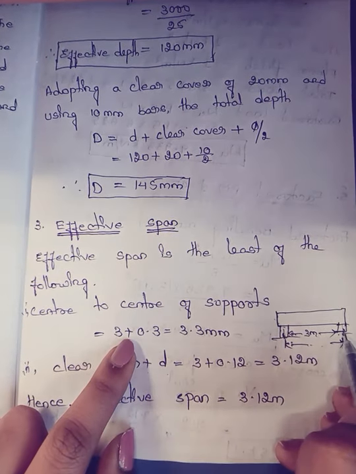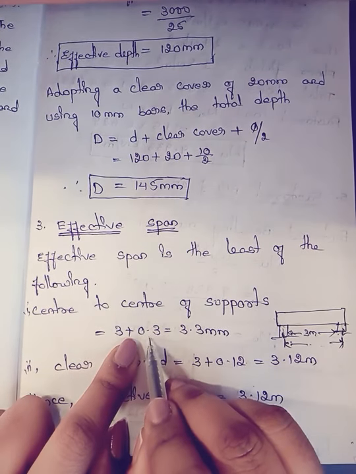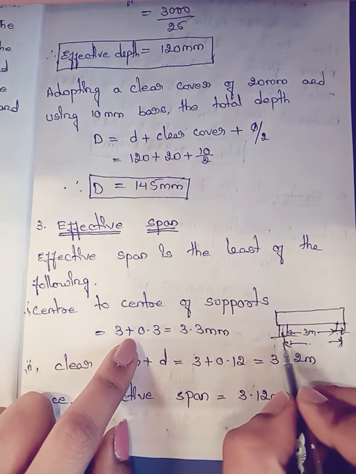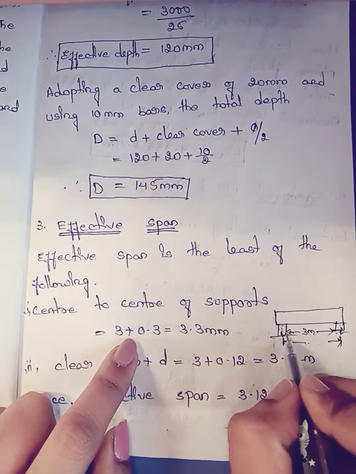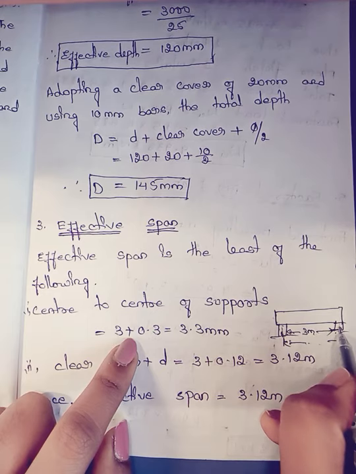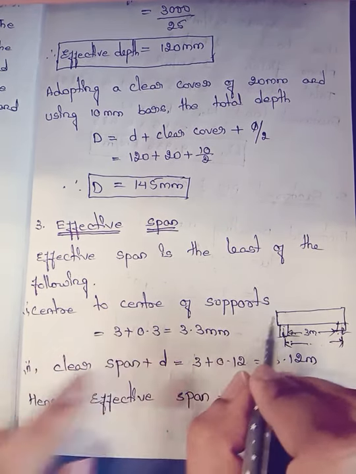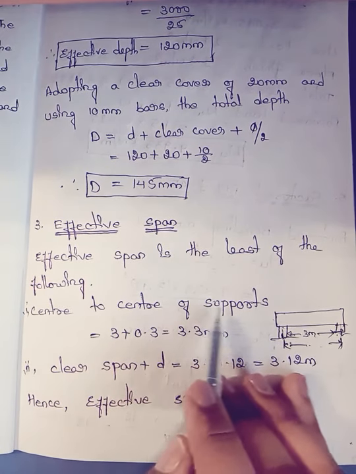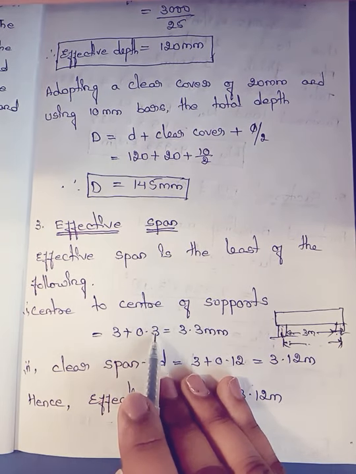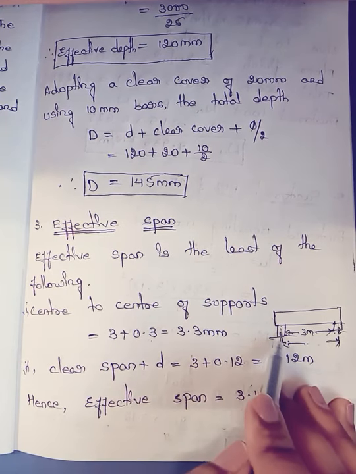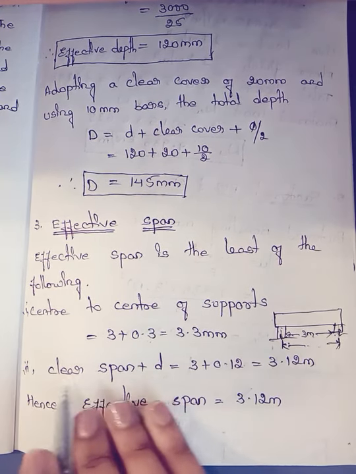So half of this will give 0.15. So that's why I have written it as 0.3, or else you can write it as 0.3 by 2 plus 3 meters plus 0.3 by 2, which is also equal to 3.3 meters. So center to center of supports is equal to clear span plus the thickness of the wall, the width of the wall.